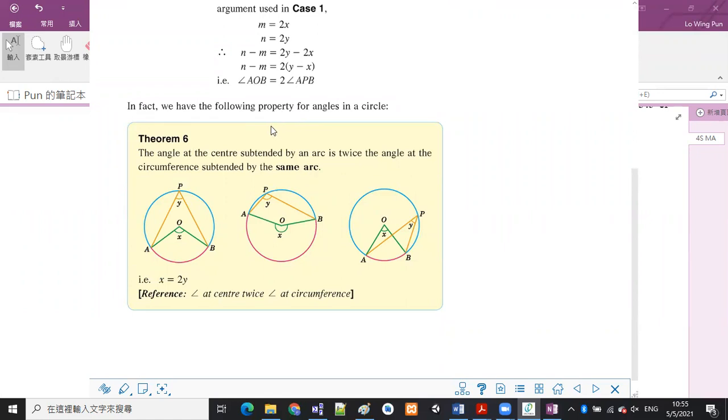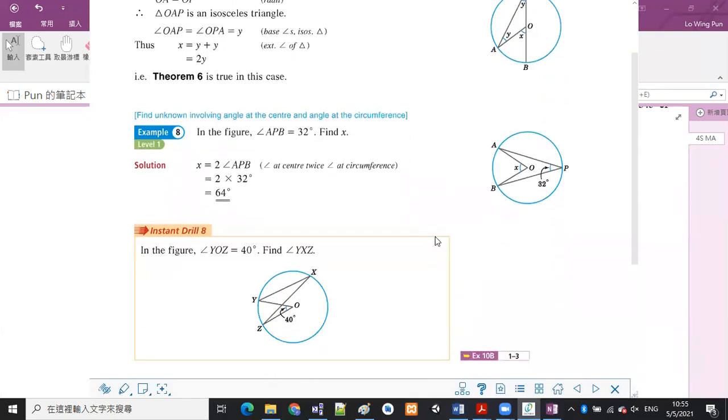Can you see this? So there are 3 different cases here, okay? But each of them is actually using the same concept about angles looking at the same arc, where one is an angle at center and the other is an angle at circumference. They will have the double relationship, okay?